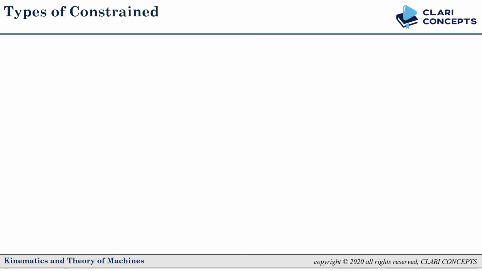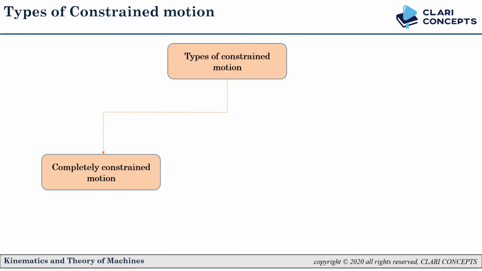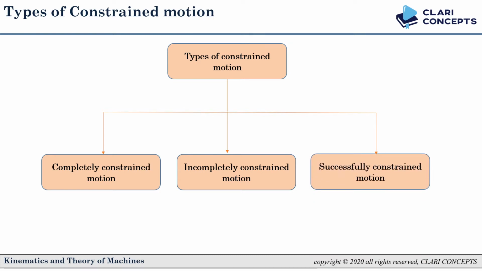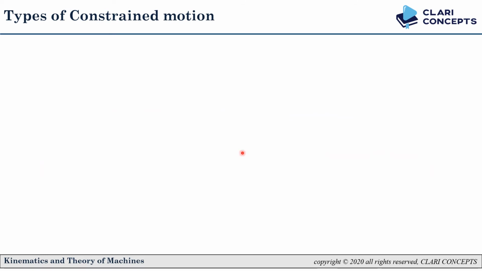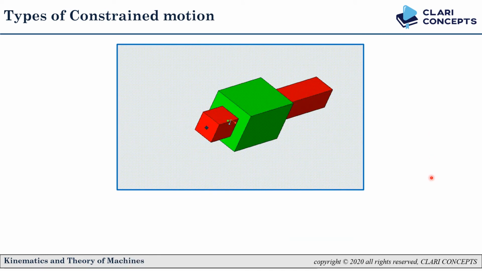Now we will see types of constrained motion. Constrained means you can consider it as restricted motion. In that we have completely constrained motion, incompletely constrained motion, and finally successfully constrained motion.